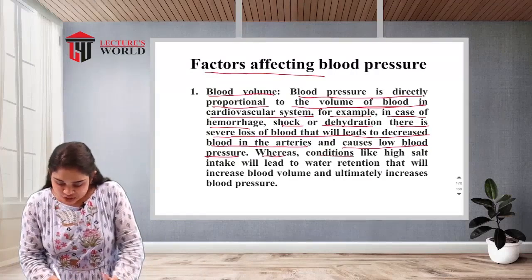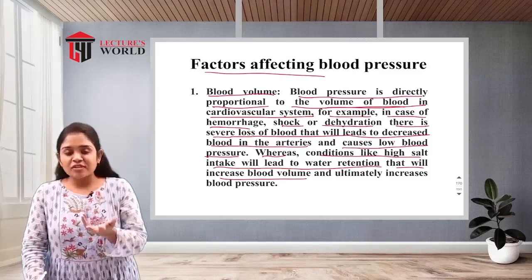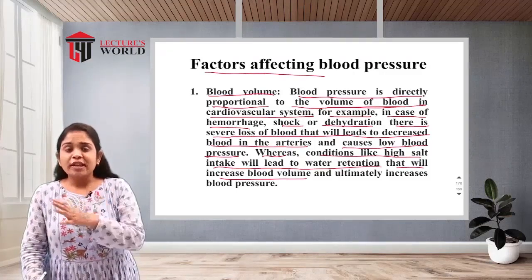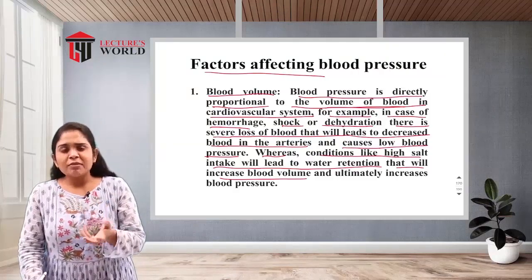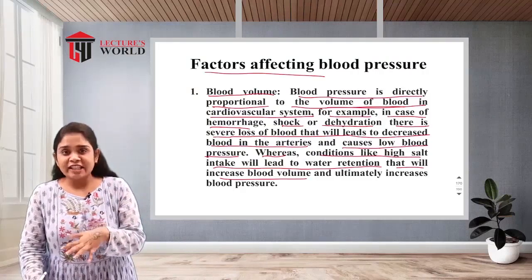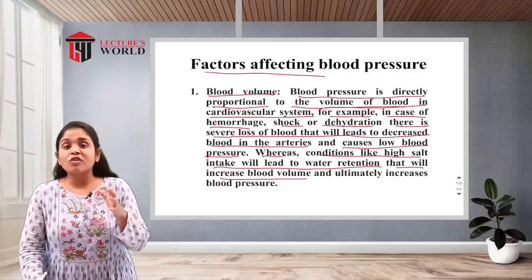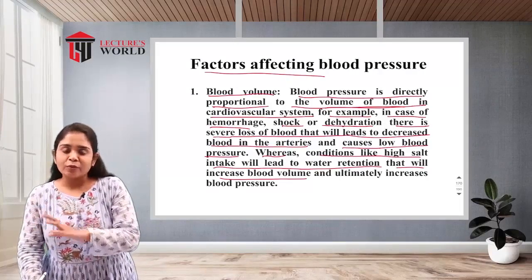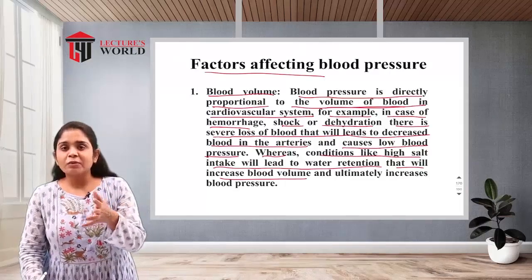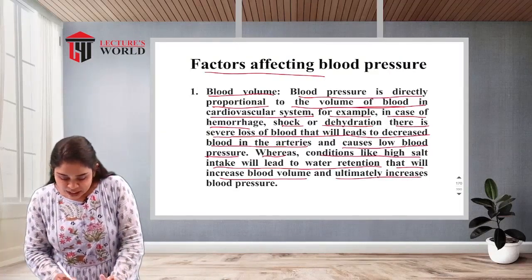Whereas a condition like high salt intake will lead to water retention, which will increase the blood volume. If the patient is taking so much salt, the sodium inside the blood is going to increase. Sodium is the one which will cause edema also. So when the sodium level is high inside the body, water retention will be there, which also increases blood volume, because that water is absorbed by the blood. So ultimately that increases the blood pressure.